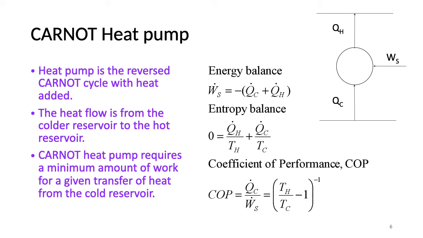The cold reservoir is the outdoor surroundings and the hot reservoir is the inside of the building. Heat is transferred from the colder outside to the warmer inside with added work. The same thing takes place in the refrigerator and freezer. COP, or the coefficient of performance, is the ratio of work required to the heat transferred from the cold reservoir. The formula for COP is derived using energy and entropy balances.